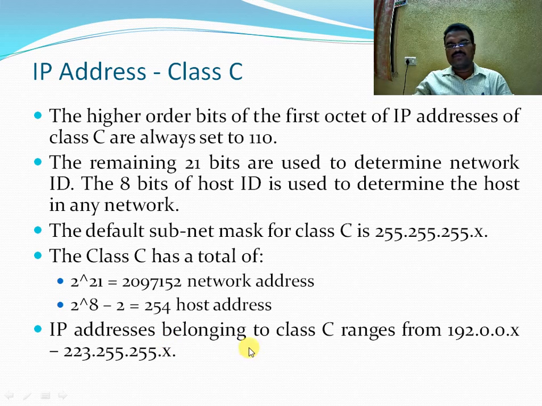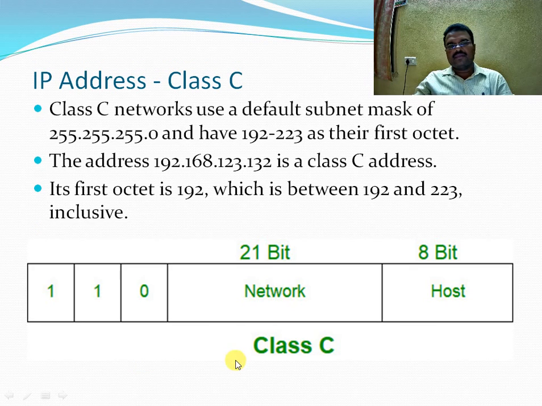So IP addresses belonging to class C range from 192.0.0.x to 223.255.255.x. Class C networks use a default subnet mask of 255.255.255.0 and have 192 to 223 as their first octet. The address example 192.168.123.132 is a class C address. Its first octet is 192, which is between 192 and 223 inclusive.